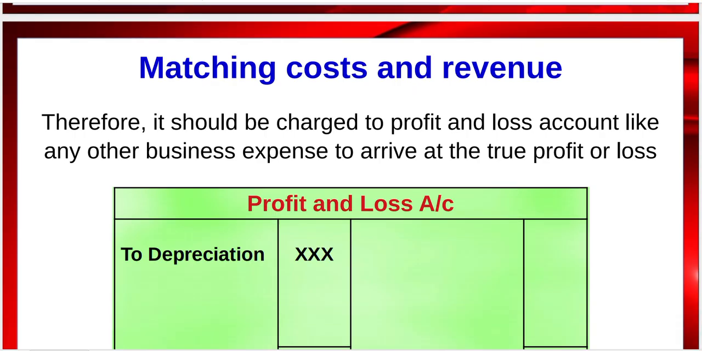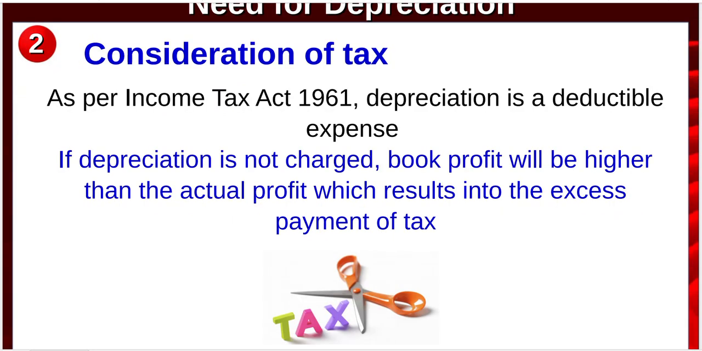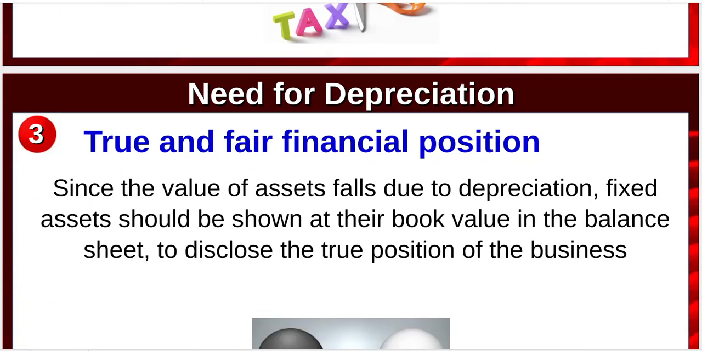And this is the point: matching cost and revenue. Second point is consideration of tax. Tax is calculated on the income. If we do not deduct depreciation from the income, our income will be more. Then we have to pay more tax on the income. तो डेप्रिसिएशन जो है that is legally deductible from the profits to calculate tax. That's why there is a need to calculate depreciation so that the actual amount of tax can be calculated.